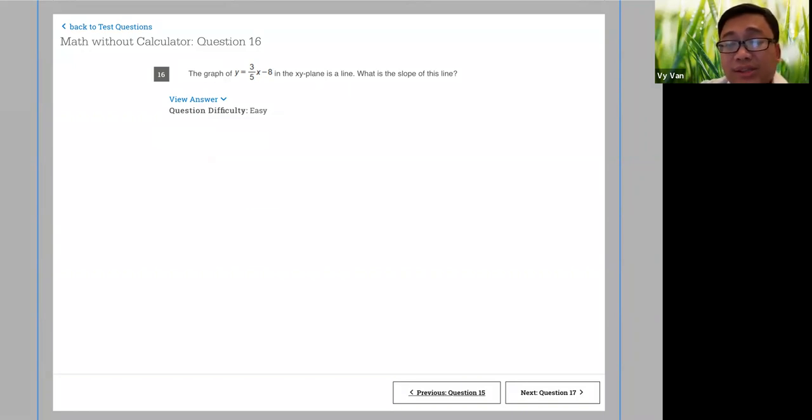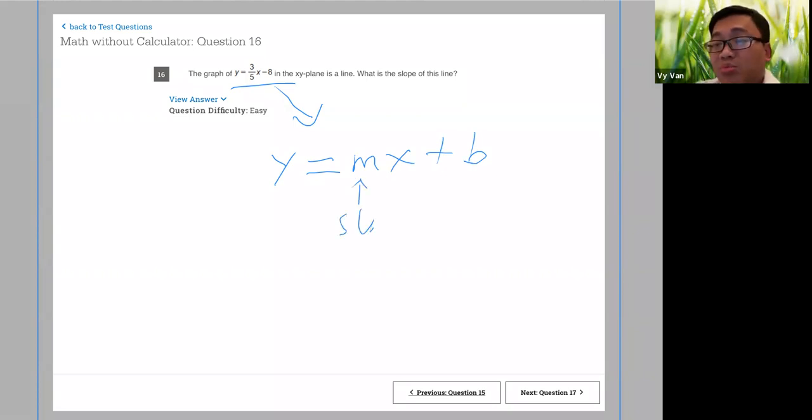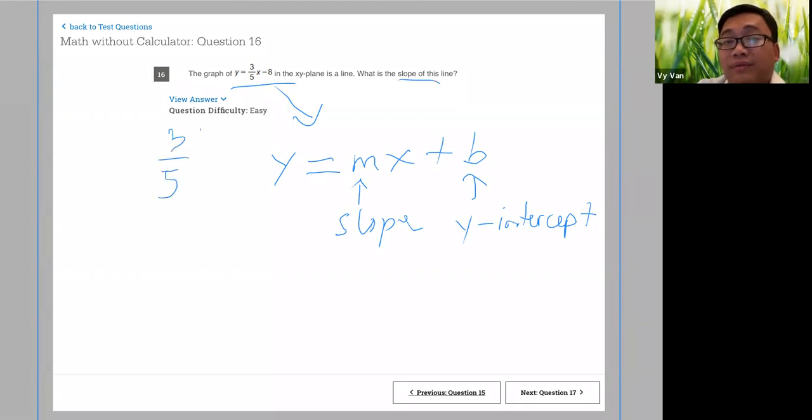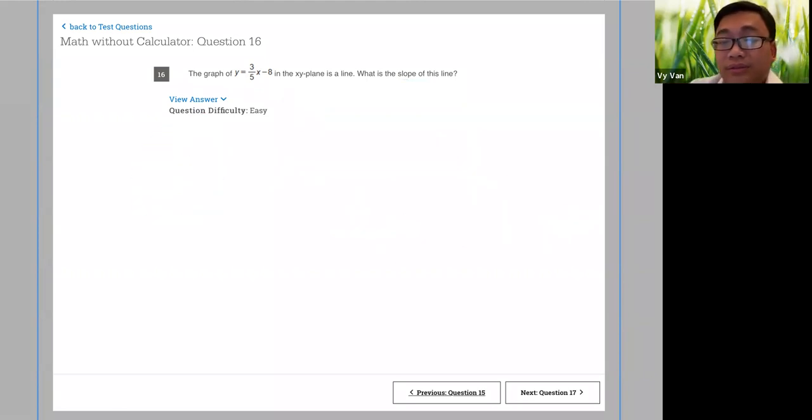So how easy is this? Very easy. This is Algebra 1. This equation is in the form y equals mx plus b. I'm pretty sure you guys have seen this thousands of times in your Algebra 1 and Algebra 2 classes. Here m is the slope, and b is the y-intercept. They asked for the slope. So basically the answer is 3/5. Right there.